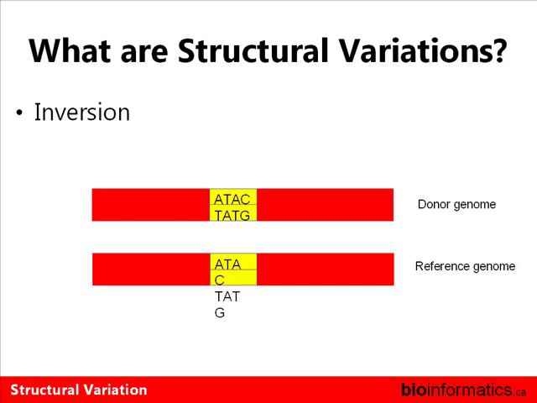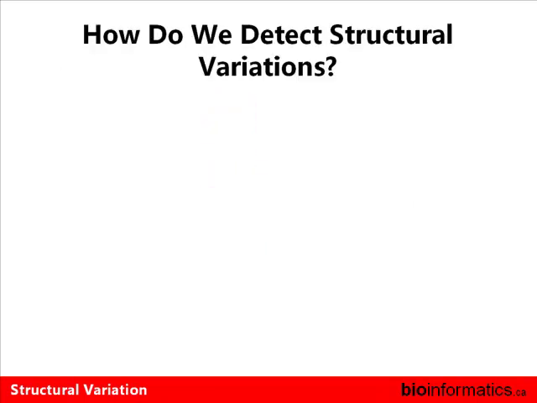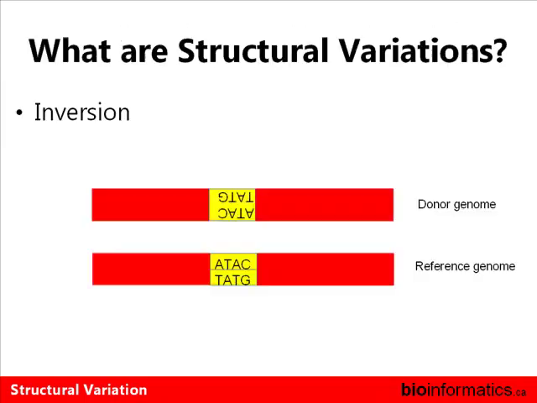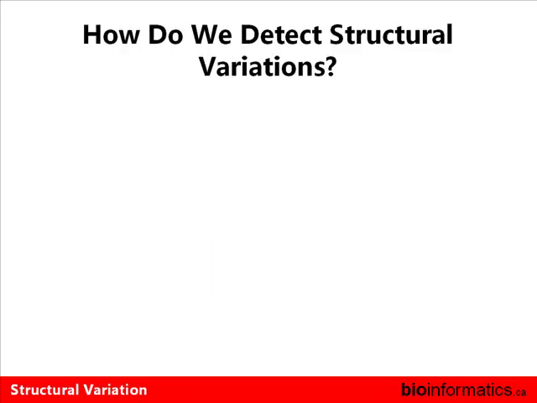Inversions: you take a piece of DNA, and remembering that it's double-stranded, you flip it and insert it back. So these are the common structural variations. How do we actually find them?